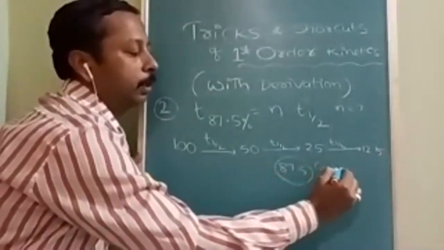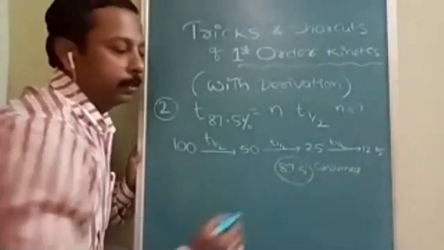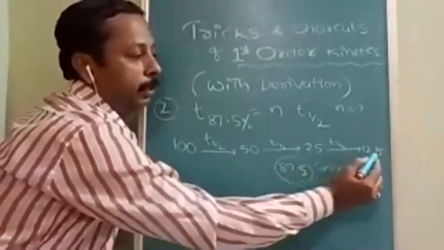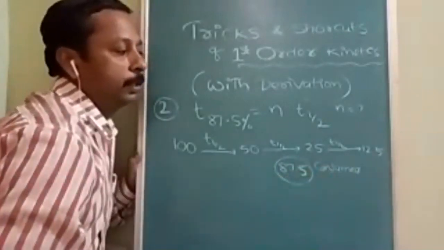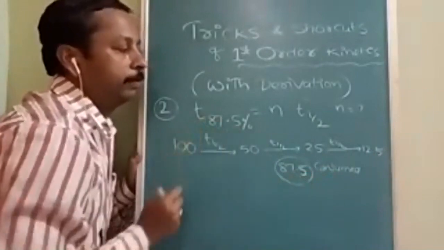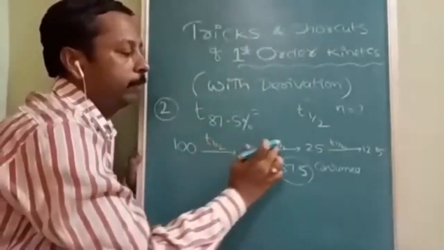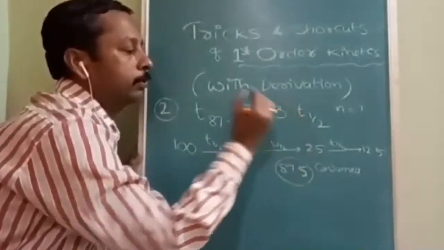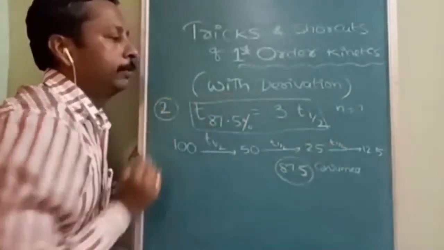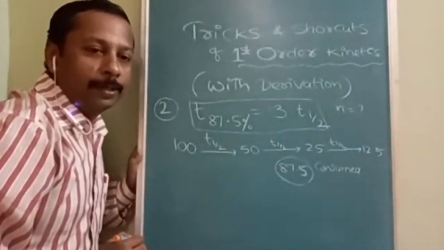Okay, consumed is equal to 87.5%. Okay, what percent? 87.5%. That means 12.5% is left over. So this is called as 87.5%. Now what number should be here? How many times we have used? 3 times. So this is the second shortcut along with the derivation.